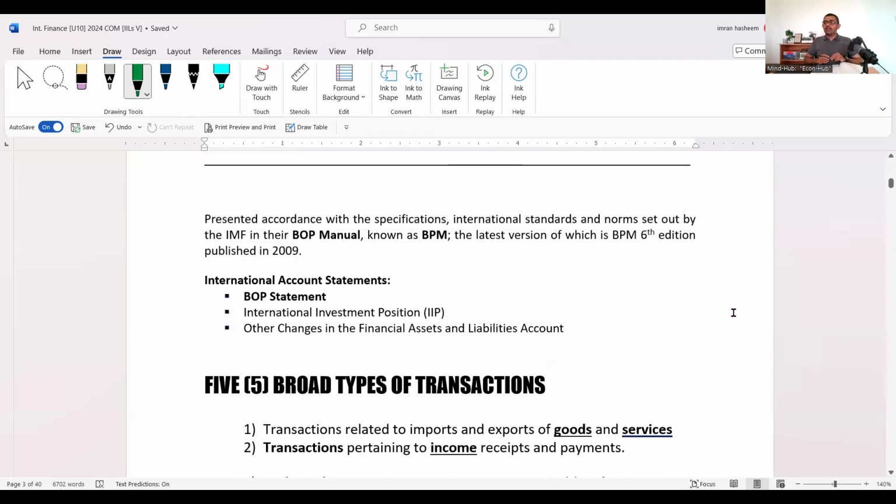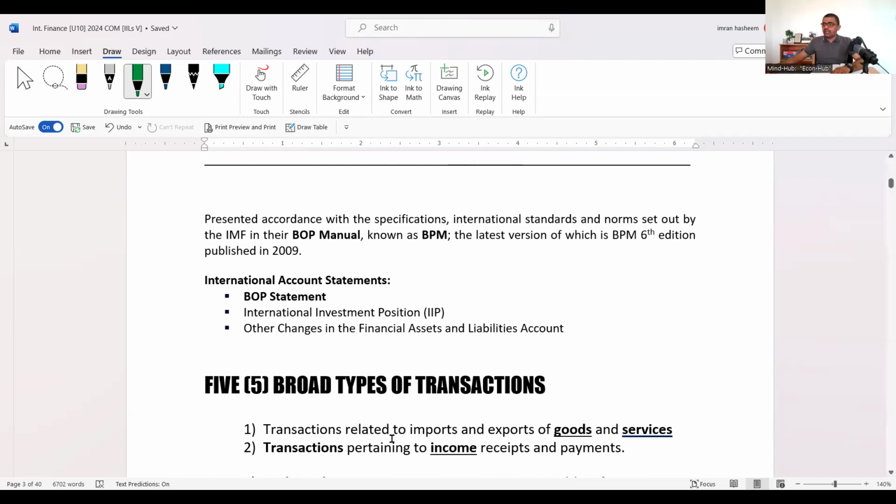So we prepare mainly, that part about the balance of payment manual. I explained earlier. We are using the 6th edition now, which was published in 2009. And the balance of payment manual is published by the International Monetary Fund, the IMF, our friends, who is more or less now acting as our big brother. Right. International account statements include three things.